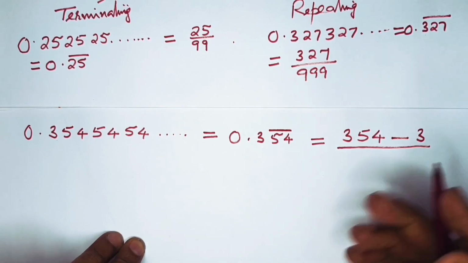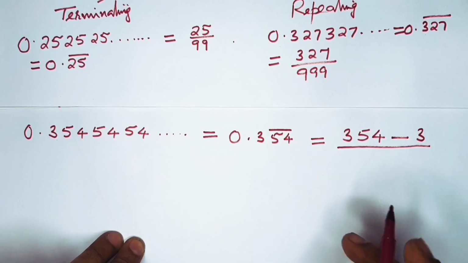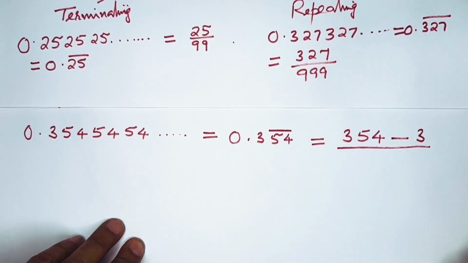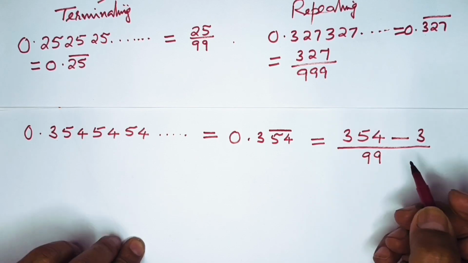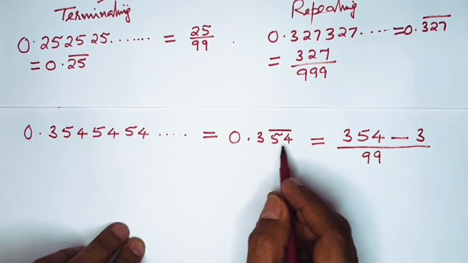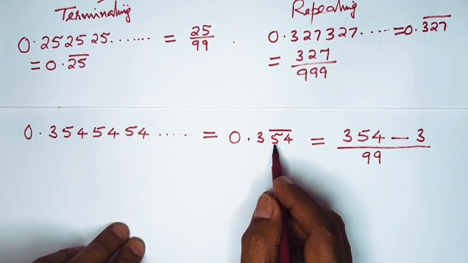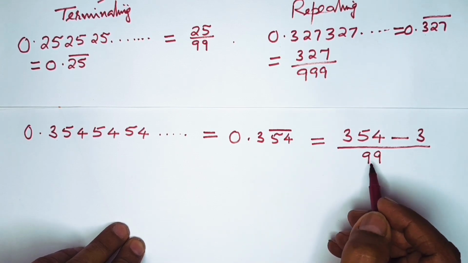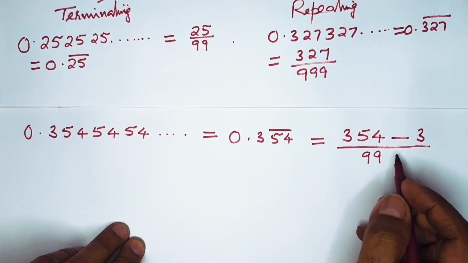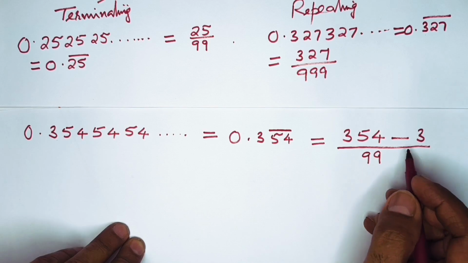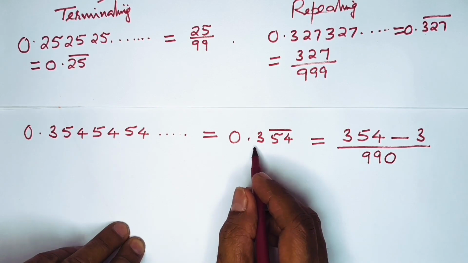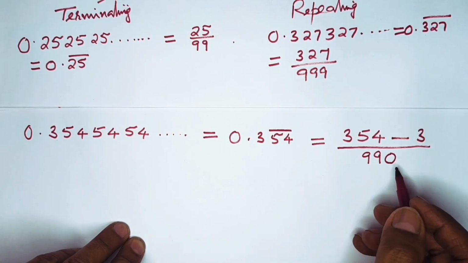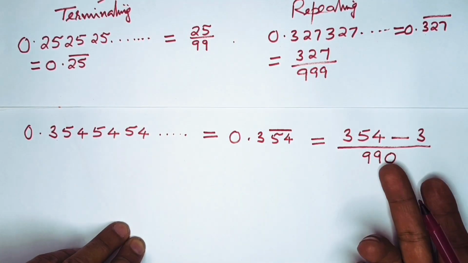You got the numerator. Denominator, you will be putting a few nines and zeros. The number of nines you put here will equal the number of digits in the repeating part. How many digits are there in the repeating part? 2 digits. So you just write 2 nines. Then you will be putting a few zeros. And the number of zeros you put here will equal the number of digits in the non-repetitive part. There is only 1 digit. So you put just 1 zero. Supposing you had 2 digits, you will be putting 2 zeros.